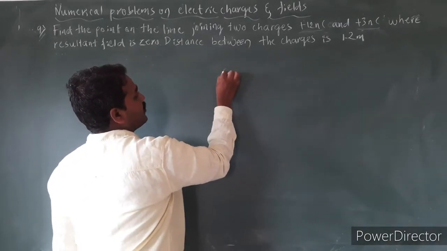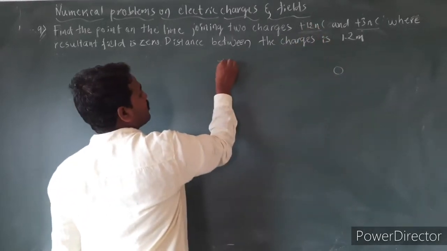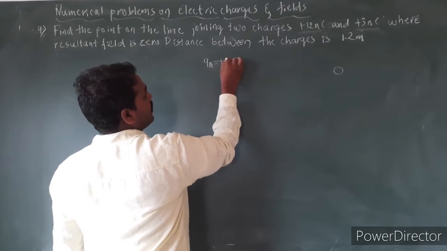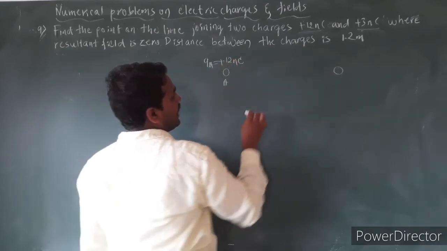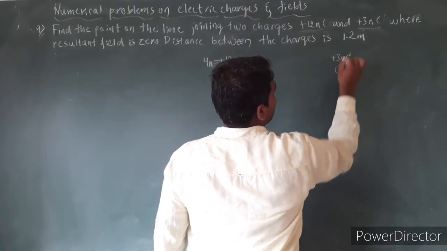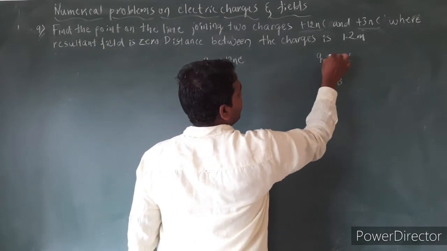What they have given? We are given two charges. One charge is plus 12 nanocoulomb, which I call charge QA. QA is equal to plus 12 nanocoulomb, placed at A here. Let me take another charge, plus 3 nanocoulomb, and place it at point B. This I call charge QB.